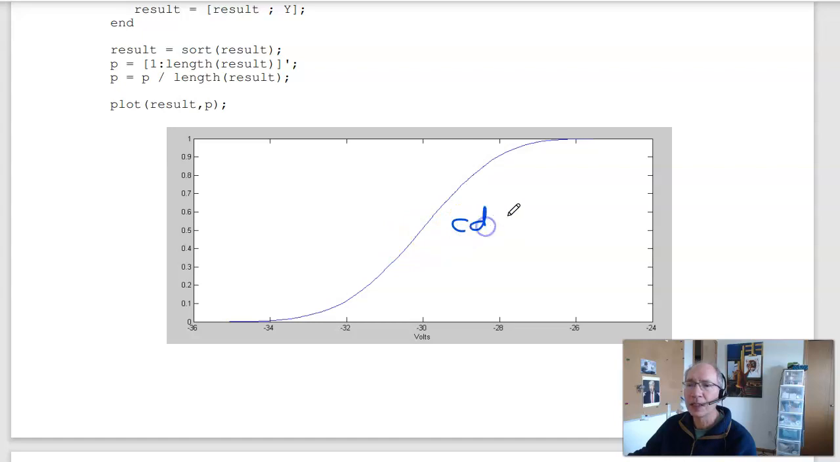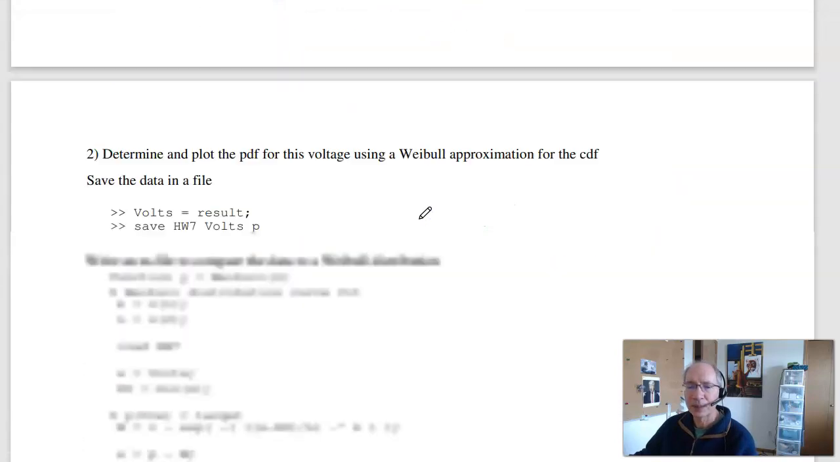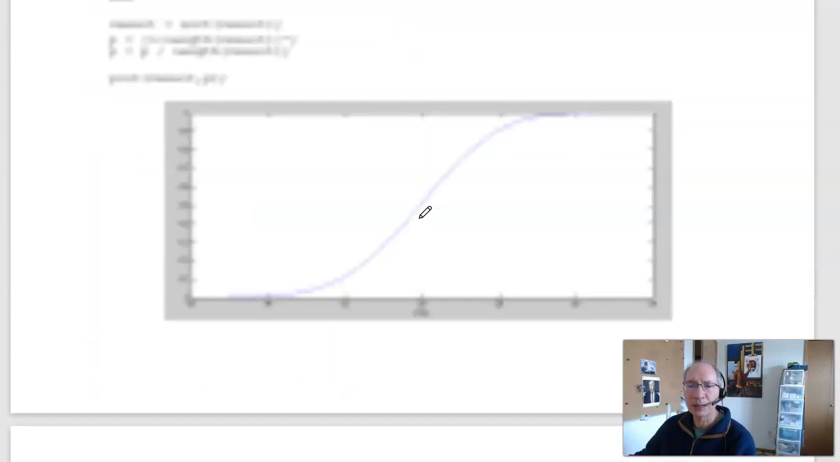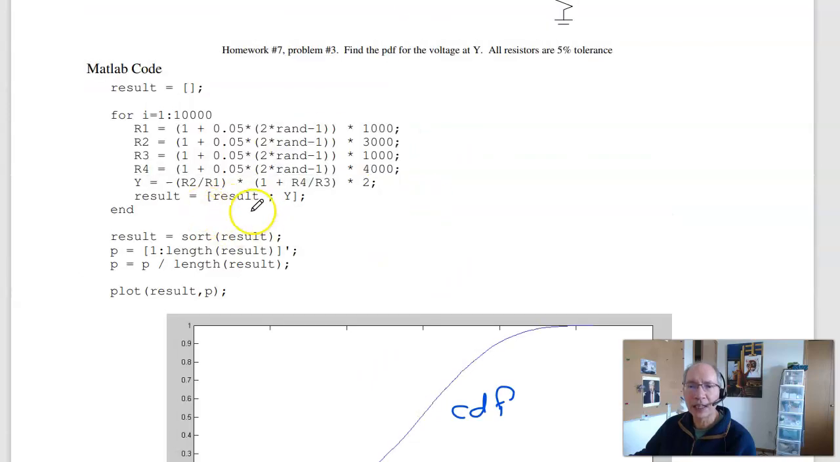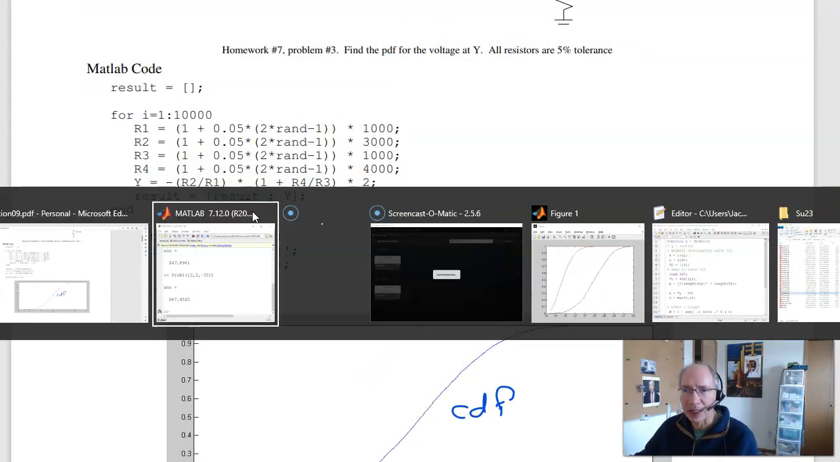Find the PDF. Well, if I differentiate that, that'll be the PDF, but this is kind of hard to differentiate since I don't have the equation for this line. Weibull distribution can curve fit just about anything. So come up with a function. Here what I did is I took the data and I saved it. Let's go into MATLAB.